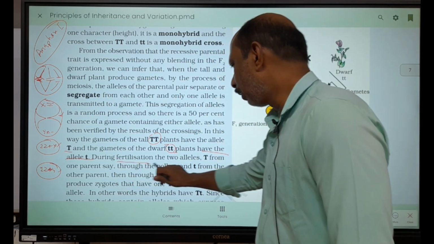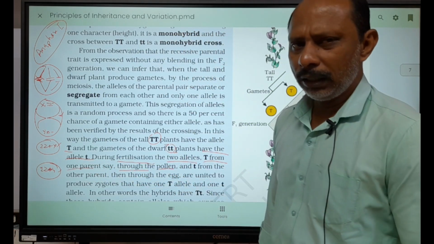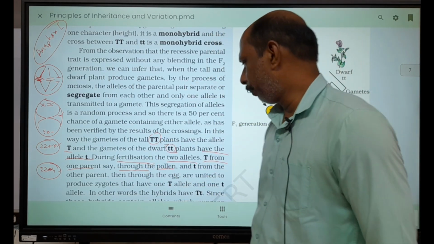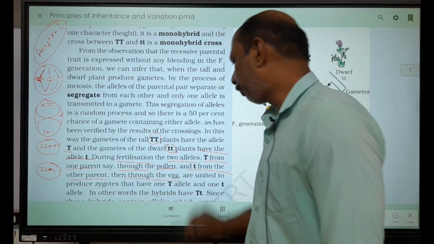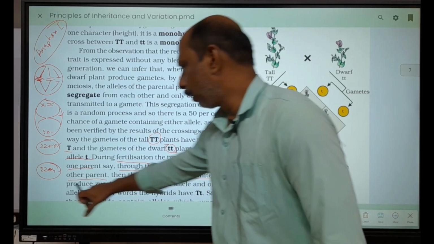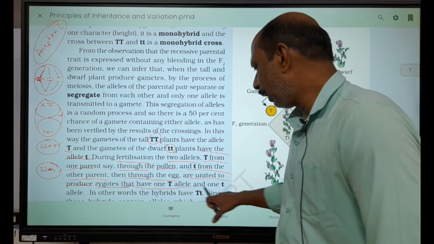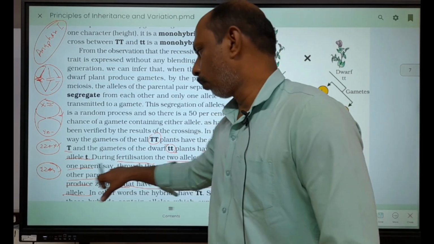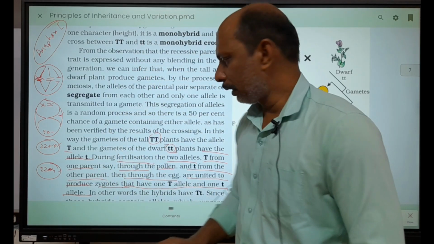During fertilization, the two alleles, T from one parent, say through the pollen, because the tall plant is the male, and small t from the other parent, that is the female, through the egg. The dwarf plant is female and the tall plant is male. They are united and fuse to produce a zygote that has one T and one small t allele. So both come into a single zygote, T and small t both are there.